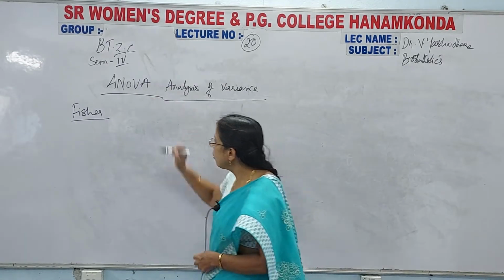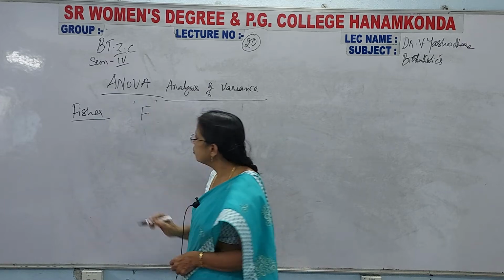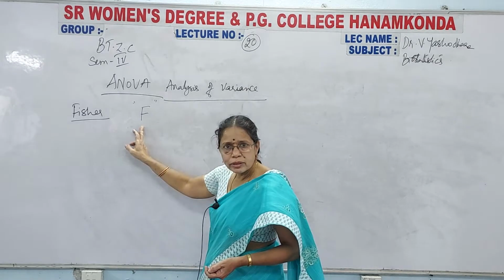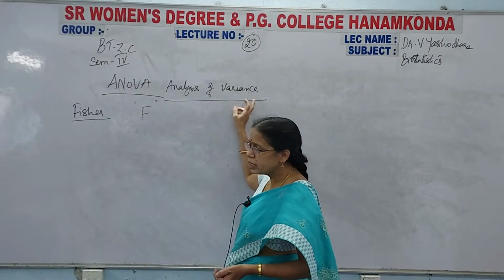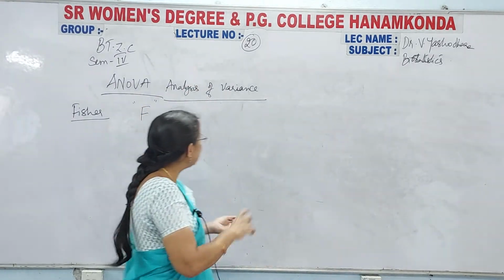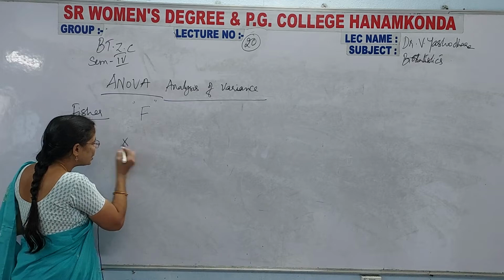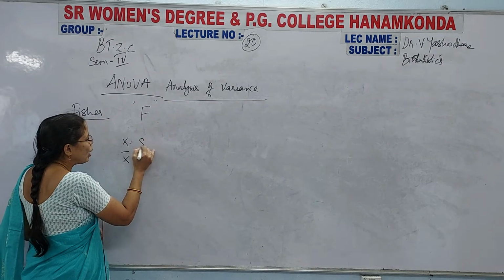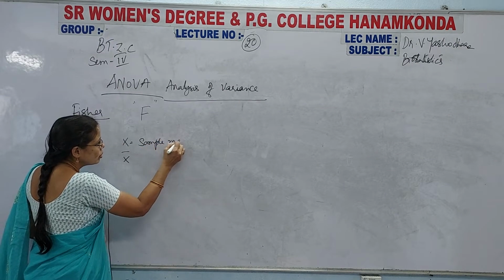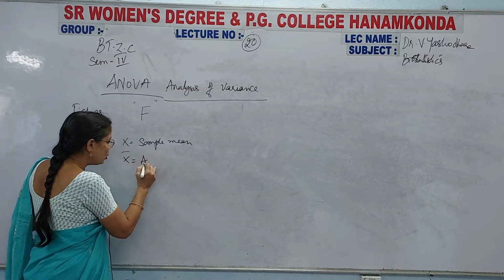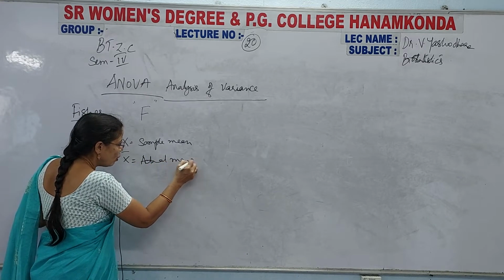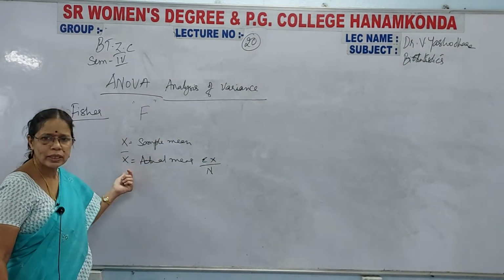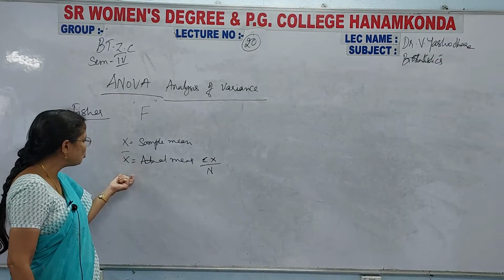Now, it is denoted by the letter F because of the first letter of his name, Fisher. So, F is nothing but analysis of variance, or ANOVA. Now, see here. Already you know what X bar is. X is equal to your sample mean and X bar is equal to the actual mean. All these we have studied. X bar is epsilon X by N, the actual mean. So, X is the sample mean, X bar is the actual mean.